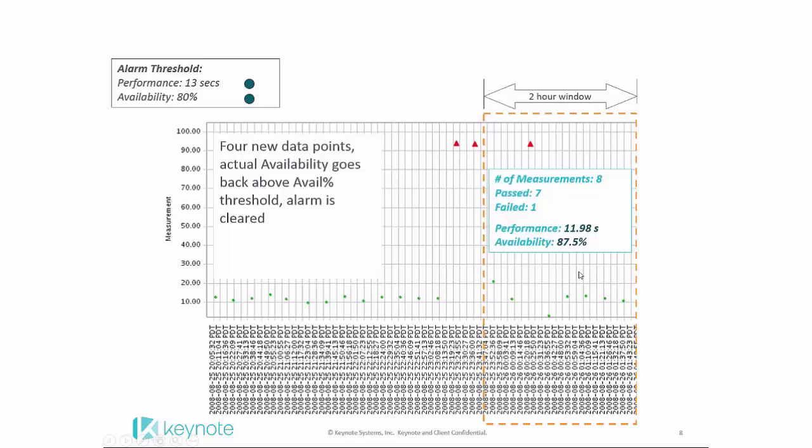And more time passes, and then at that point these 2 tests dropped off the back end of my window. And now I'm showing availability of 87.5, which is above 80%. So I've gone back to normal now, and I'd get a message saying now OK.